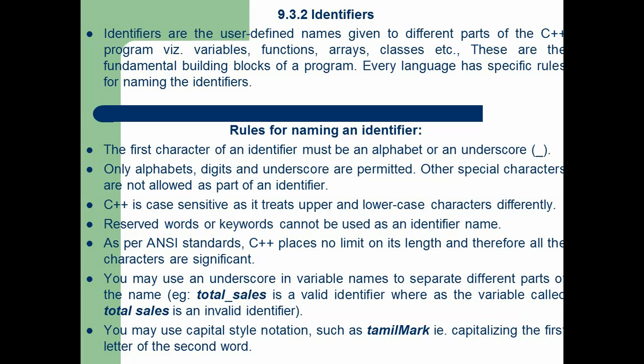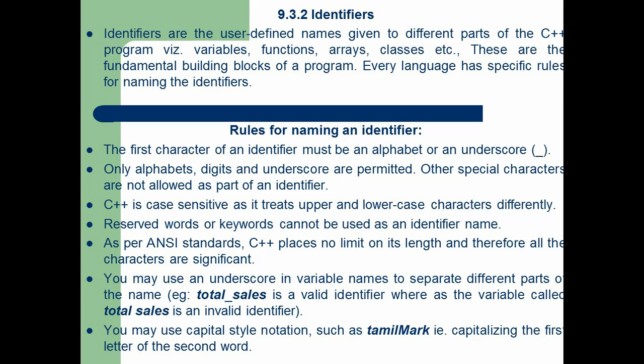For example, variables. We use variables, we use functions, we use arrays, classes, etc. These are some of the parts of C++ language programs. So these parts should be given a name. Each and every part should be allotted a unique name. This name is called an identifier. So these are the building blocks of any program. Every language has specific rules for naming identifiers. So there are some rules for giving names to these parts.